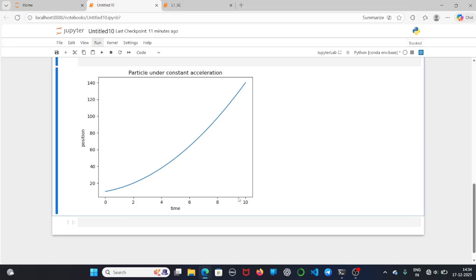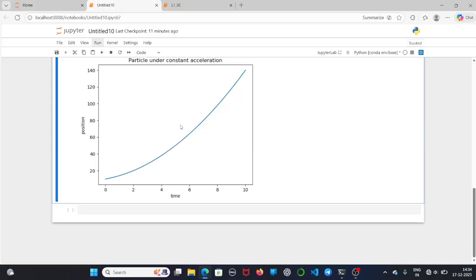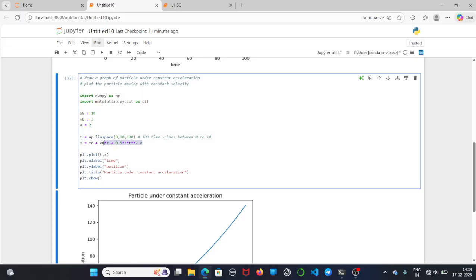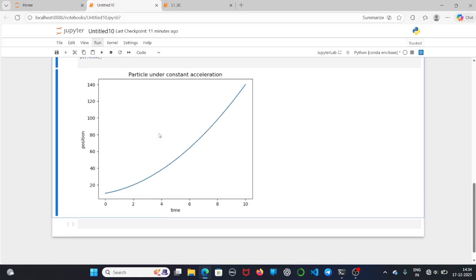We got time between 0 and 10, and we found 100 values between 0 and 10, and for those 100 values we found the value of x and plotted them here, right? Okay, so this is the graph of the particle moving with constant acceleration.